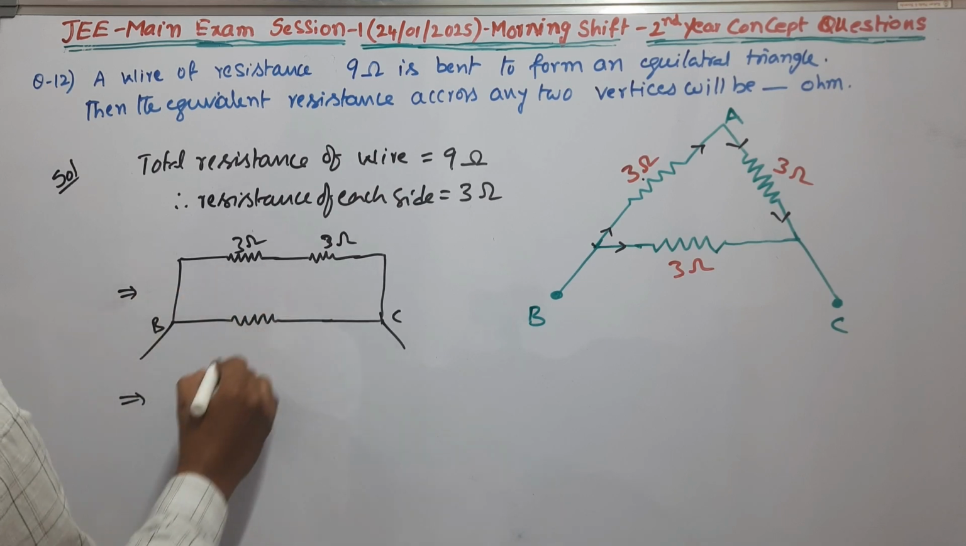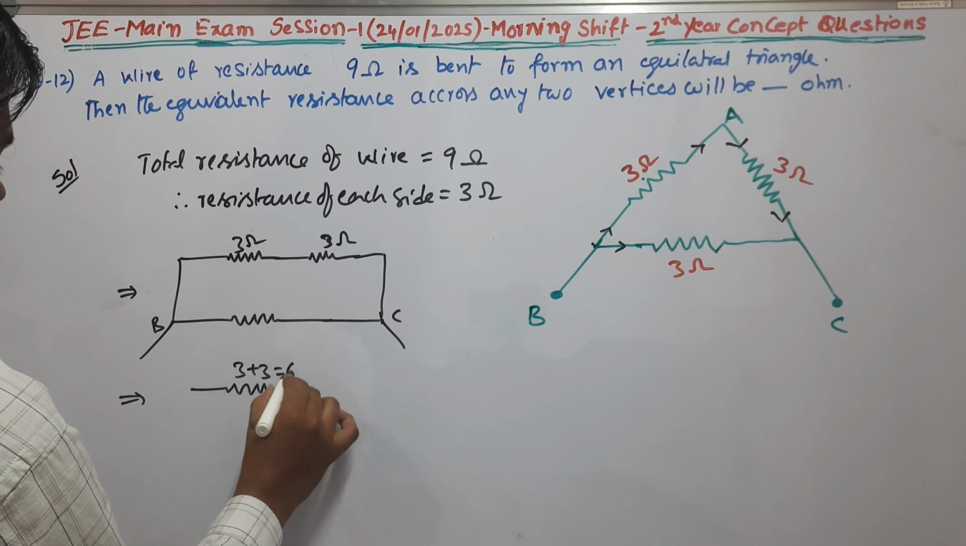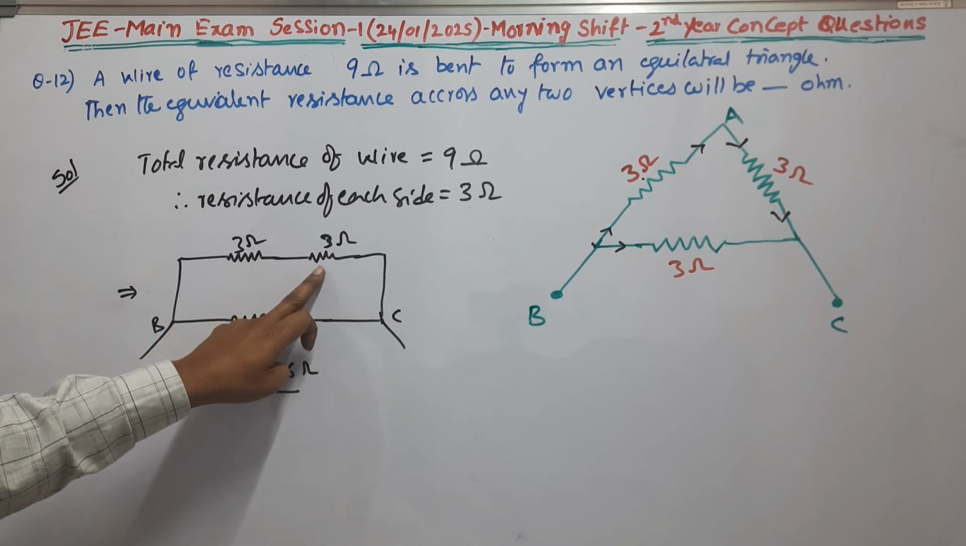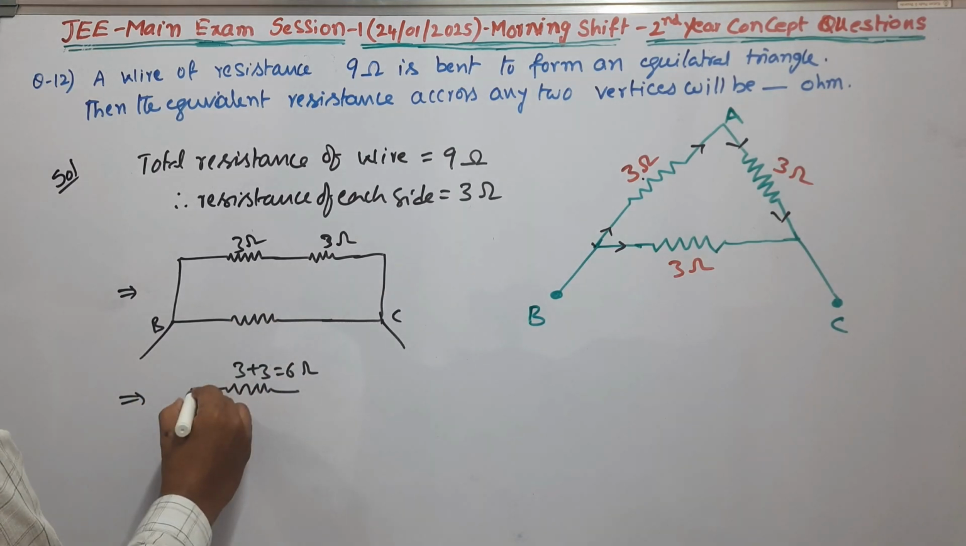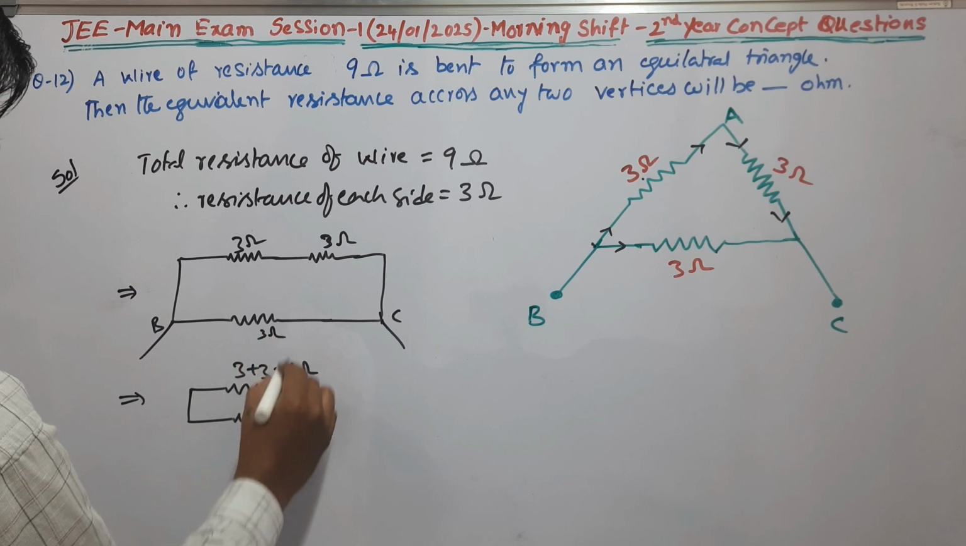That implies the equivalent of 3 plus 3 is equal to what, 6. Why? Because when two resistors are in series, the resultant is equal to R1 plus R2, 3 plus 3 is equal to 6. Now, this is in series parallel with the 3 ohm.